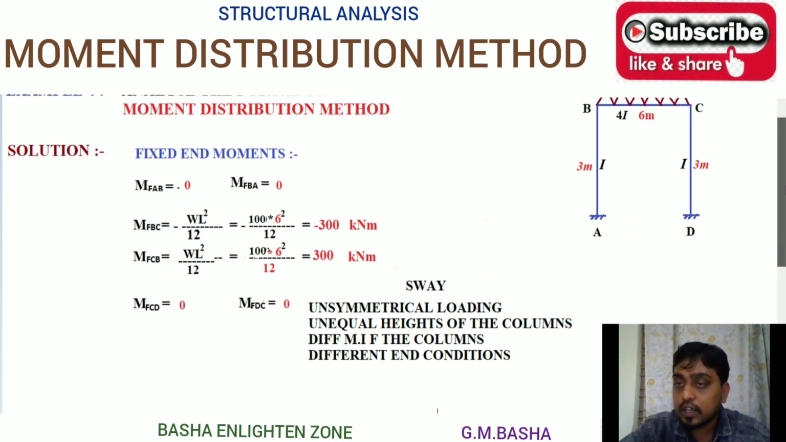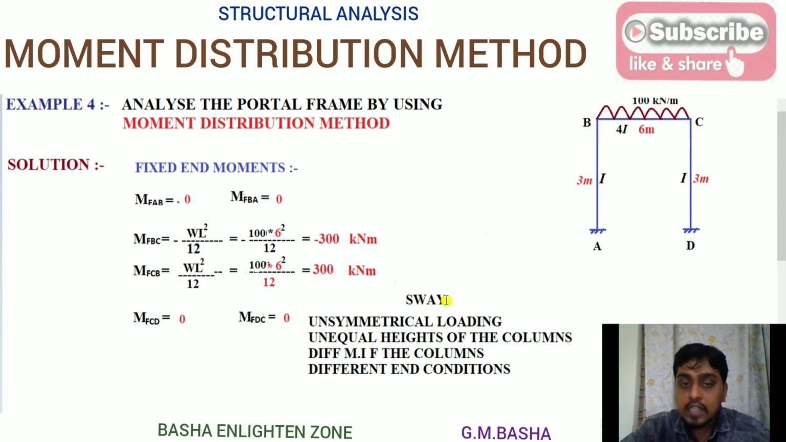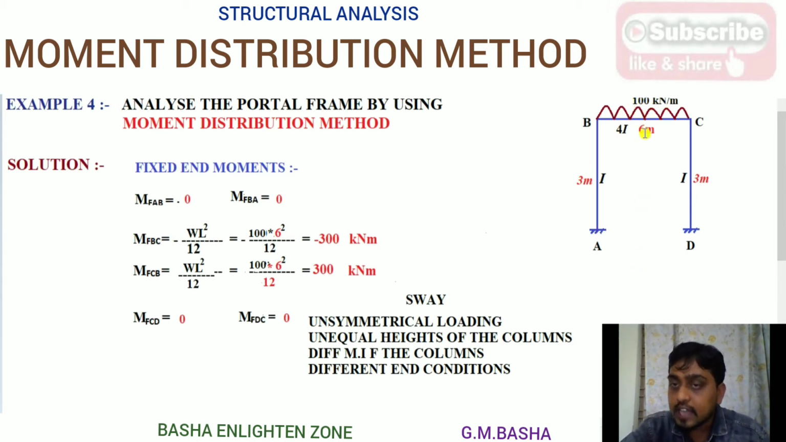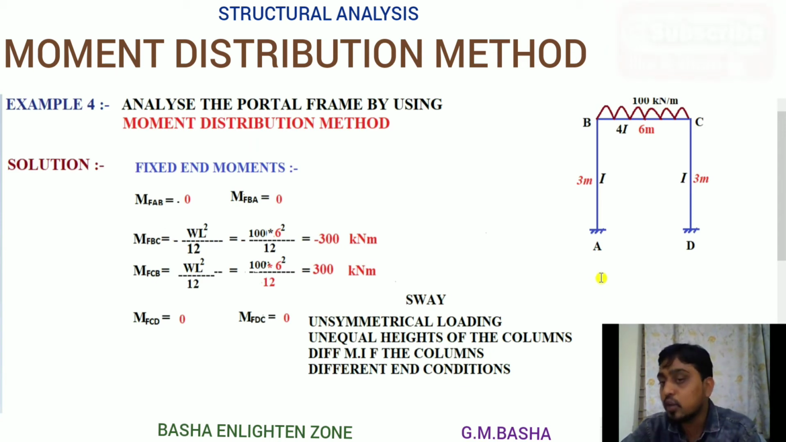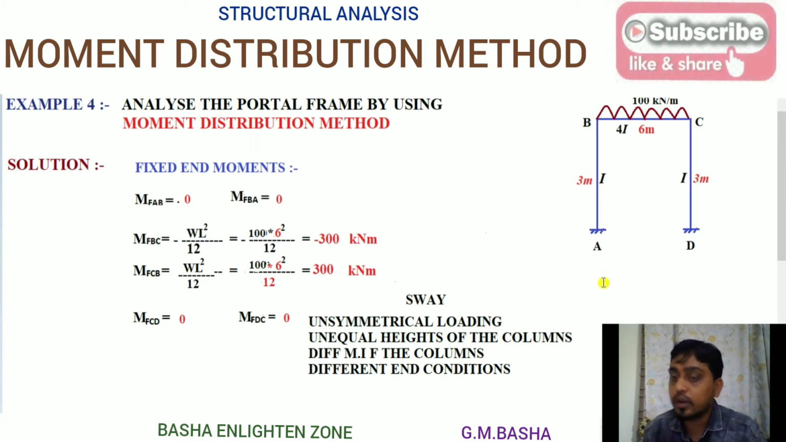Observe clearly in the frame, the first condition, unsymmetrical loading. But here in the frame, there will be symmetrical loading on the beam BC, that is 100 kilonewton meter. If you check exactly, half of the load, 50 kilonewton, is distributed equally on each side. So here there will be symmetrical loading.